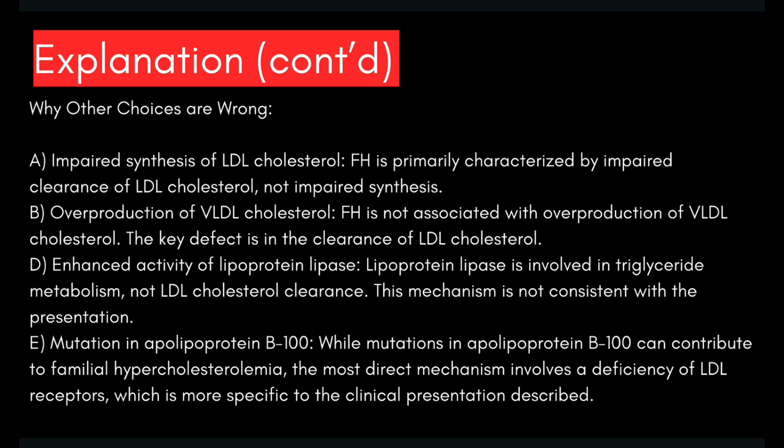D, enhanced activity of lipoprotein lipase. Lipoprotein lipase is involved in triglyceride metabolism, not LDL cholesterol clearance. This mechanism is not consistent with the presentation. E, mutation in apolipoprotein B100. While mutations in apolipoprotein B100 can contribute to familial hypercholesterolemia, the most direct mechanism involves a deficiency of LDL receptors, which is more specific to the clinical presentation described.